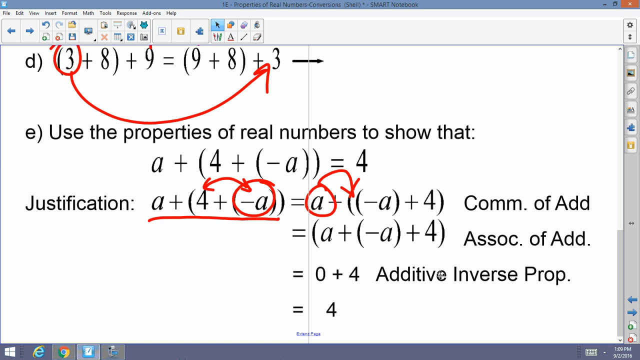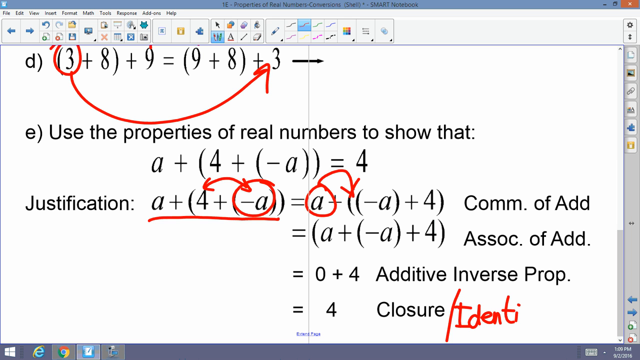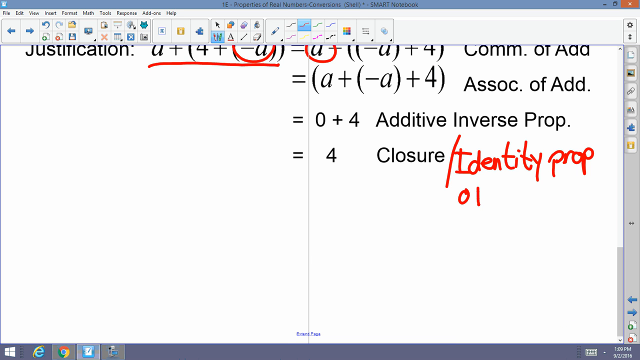And last but not least, 0 is a real number and 4 is a real number. 0 plus 4 is 4. So two things could have happened here. You could have named this as simply closure, because the sum of two real numbers is a real number. But I also would have accepted closure slash identity property of addition. Because if you remember, anything plus 0 is itself.